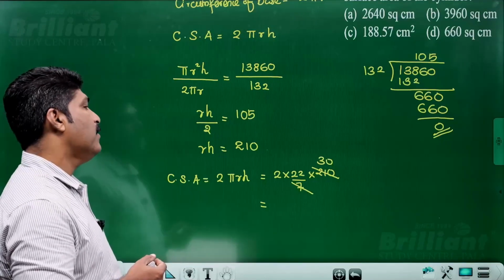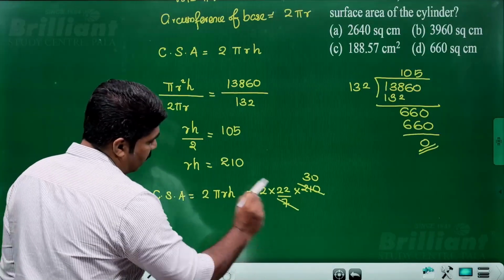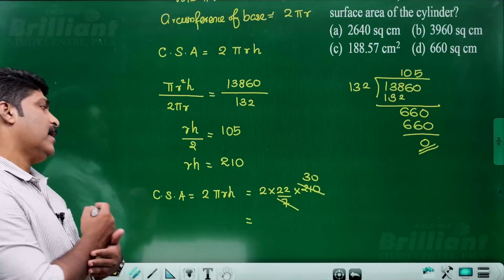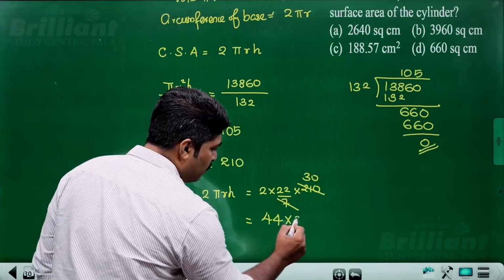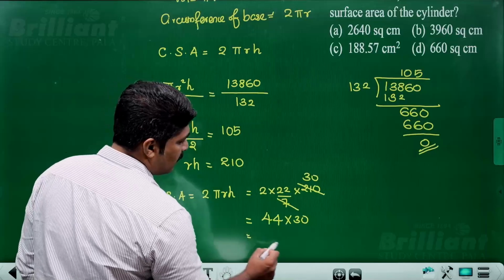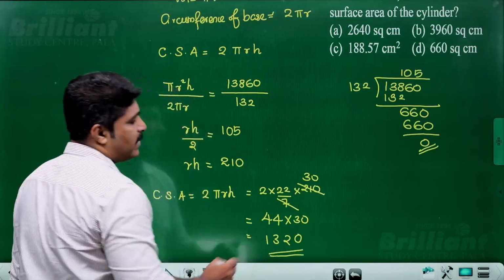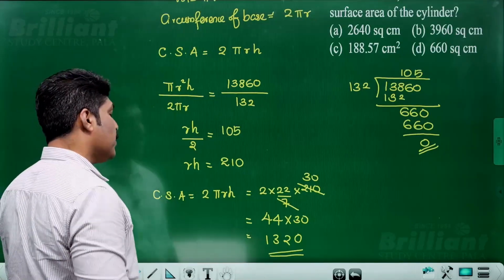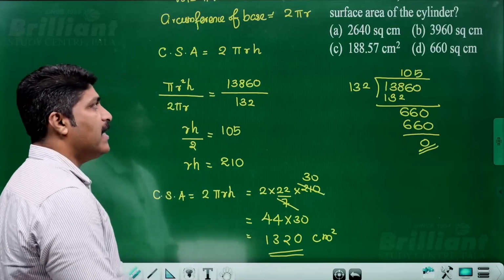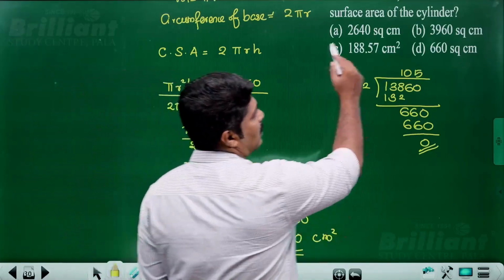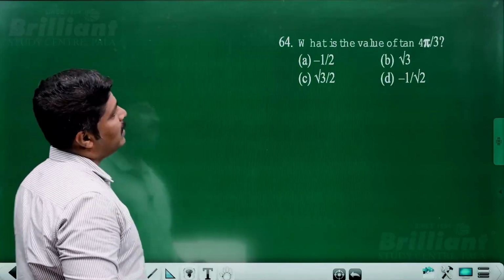44 into 30 here. Then we can check this step. Here 2 into 22 into 30, how will it become? This is equal to 44 into 30. Therefore, the answer is 1320 centimeter square, or square centimeter. Here the answer is 1320. It's not in the set of options here. 1320 is the answer. Move to the next question.